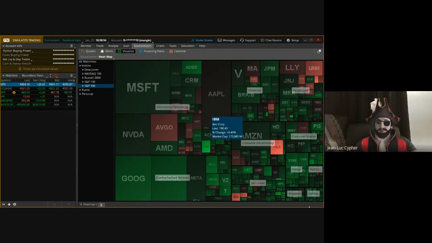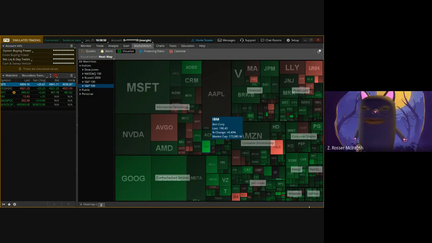I've heard of IBM, but I don't know what they do. Yeah, no one knows what they do anymore. They used to be the king of computers, and now I don't know what they do. Johnson. You've got Amazon, which is big, obviously. That's what, a $1.6 trillion market cap.